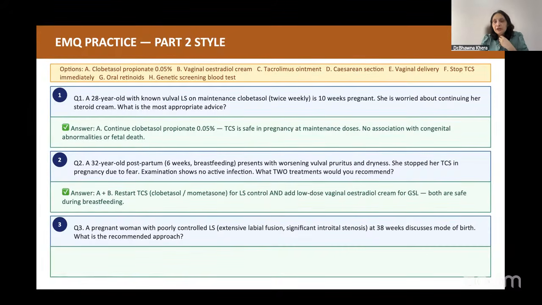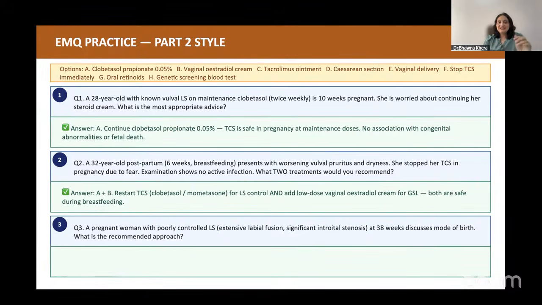Pregnant woman with poorly controlled LS, that is extensive labial fusion, significant introital stenosis at 38 weeks, discuss the mode of birth. What is the recommended approach? She wants to discuss the mode of birth, and there is extensive labial fusion and significant introital stenosis. Now, what to do in this case?